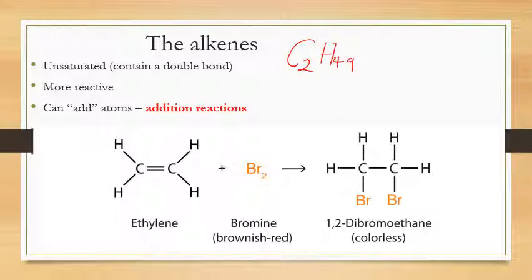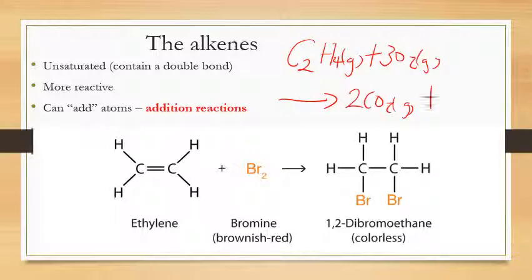So for example, you can have C2H4, which is a gas, ethene, plus 3 O2, which of course is a gas, and that can react to form 2 CO2 gas plus 2 H2O liquid. Okay, that's combustion, one kind of reaction.